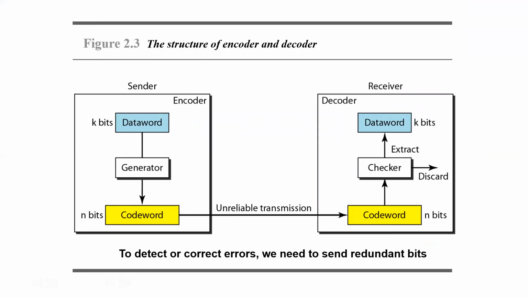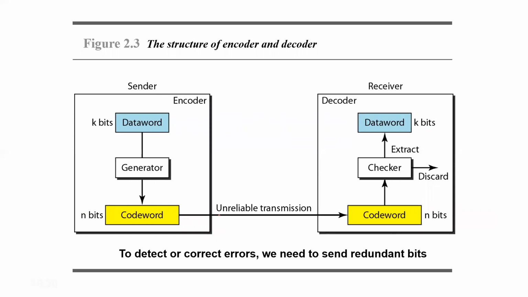So over here, the sender will have a data word of block k bits, and this is the encoding process. The generator will generate a code of r bits. We are adding redundant bits, and the total will be an n-bit code word.